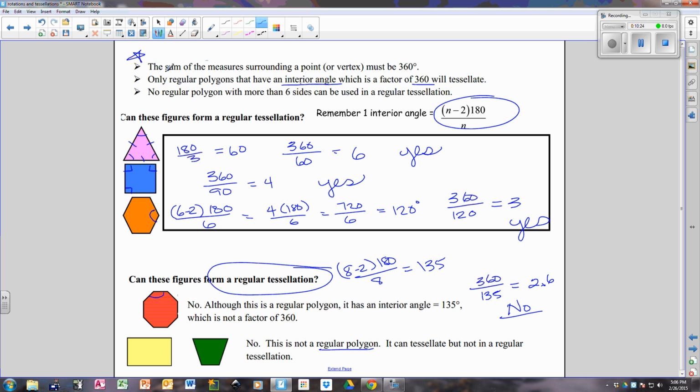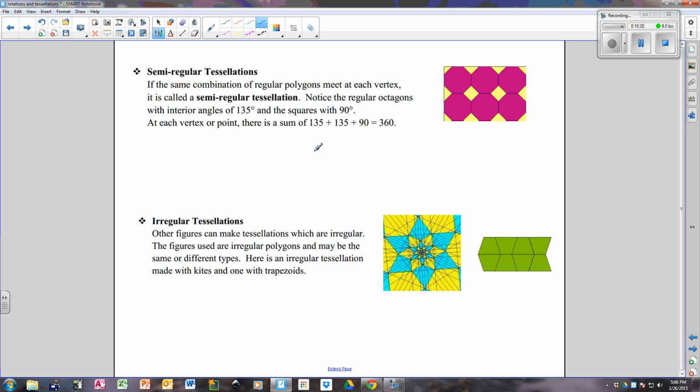So now, I told you that we would go back to this concept here. All right, so this is where this comes in. What that means is they were talking about all their vertices meeting here. So this is a semi-regular tessellation because I have a combination of two regular polygons. I have an octagon and I have squares.